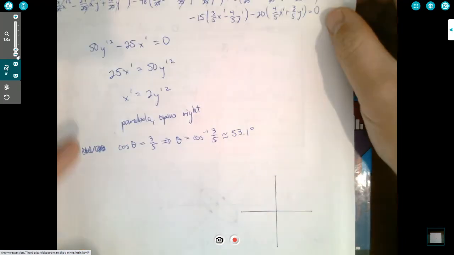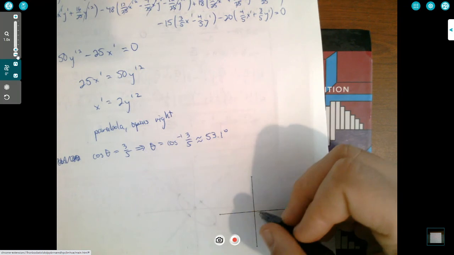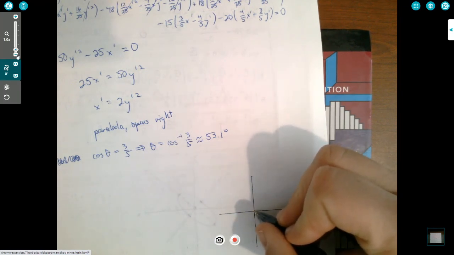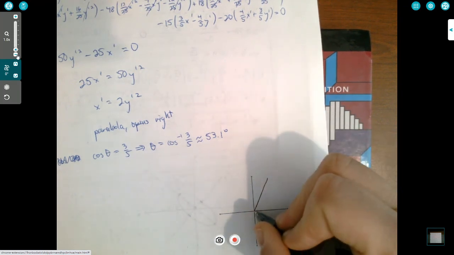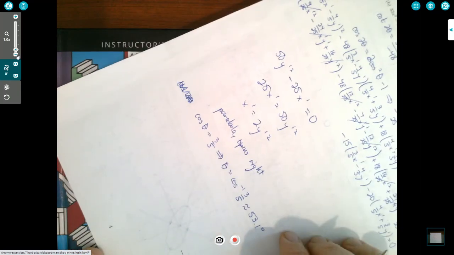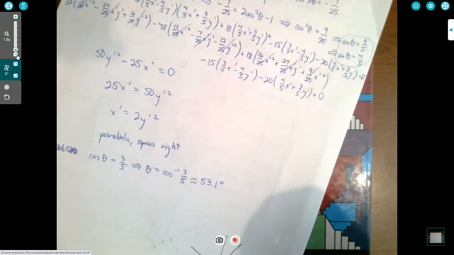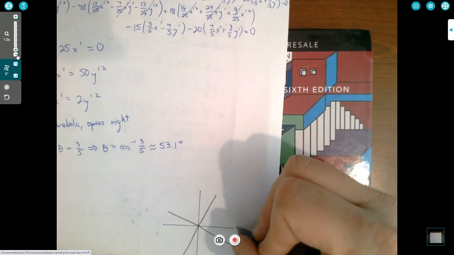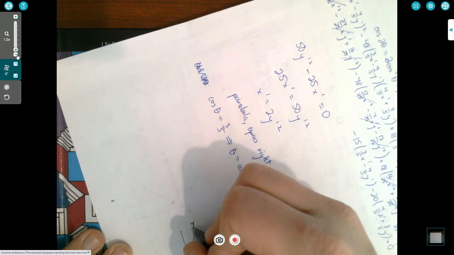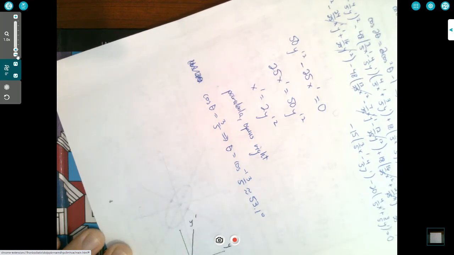So we're not going to rotate the axes 45 degrees, we're going to rotate them 53.1, so a little more than 45. So maybe it would look something like that. And like that. Oh, and again, I should have done it in pencil instead of pen, but oh well. This is our xy coordinate system. This is our x prime, y prime coordinate system. And we're going to graph x equals 2y squared relative to this coordinate system.